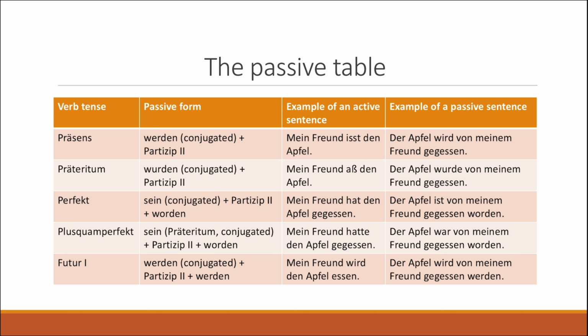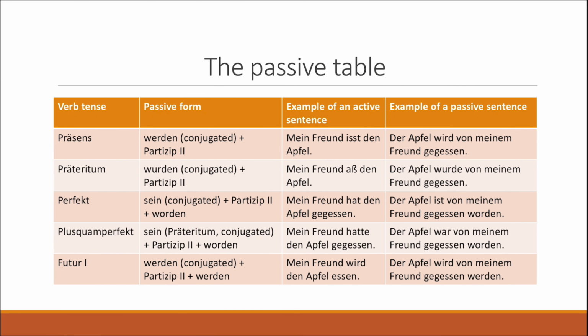Now, in order to form the passive form of an active sentence in the Präteritum, we're going to first use wurden conjugated, so the Präteritum of werden, plus the Partizip 2. And you can see it from the example. Mein Freund aß den Apfel is going to become der Apfel wurde von meinem Freund gegessen. So the verb is going to be wurde gegessen. Wurden conjugated to the third person singular, and then the Partizip 2 gegessen. This works for every tense.